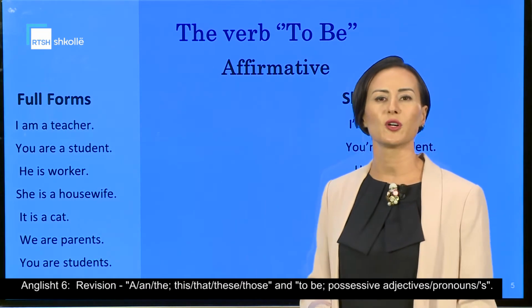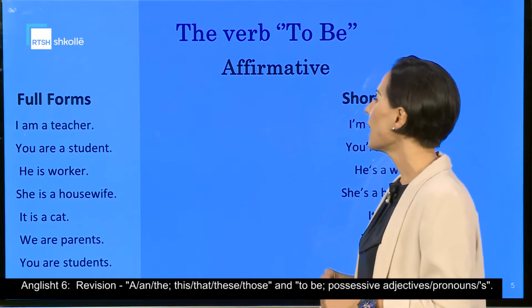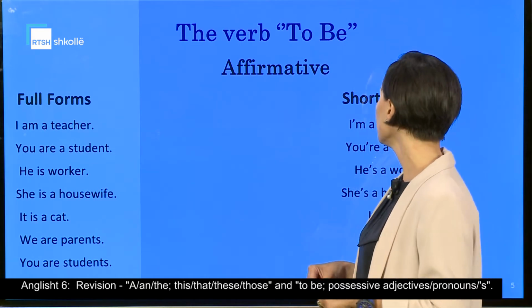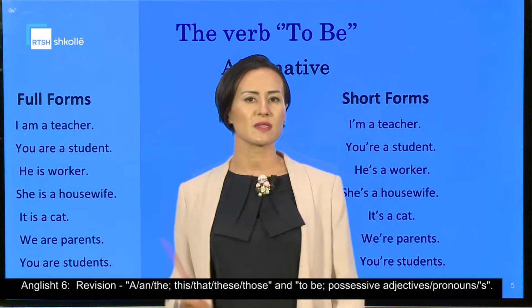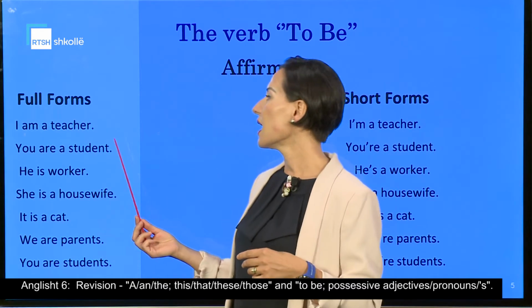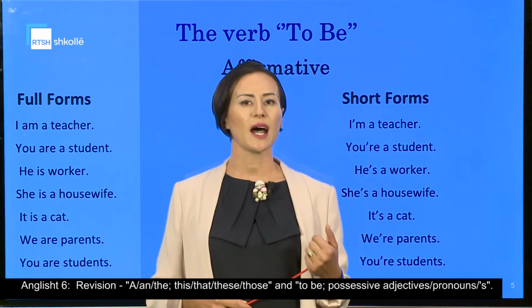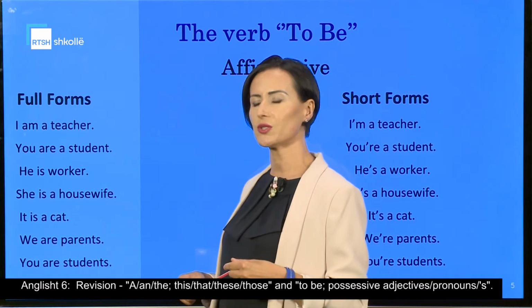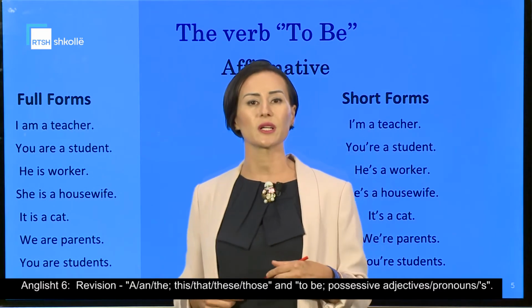Let's go on with the verb to be. How do we conjugate it in the affirmative form? Here we have the full forms and the short ones. Let's start. I am a teacher. I'm a teacher. You are a student. You're a student. He is a worker.